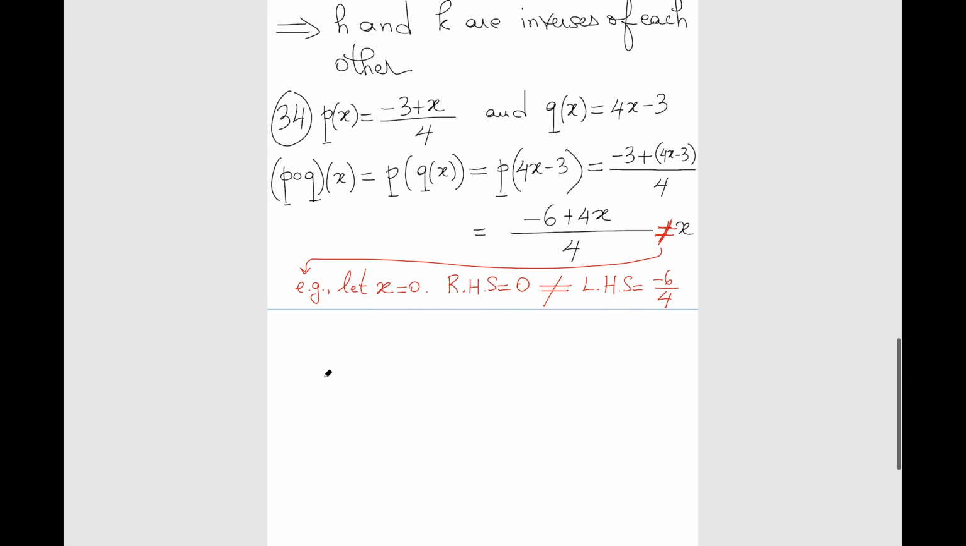Okay. So, just change the color here. So we can conclude. So it follows that P and Q are not inverses.